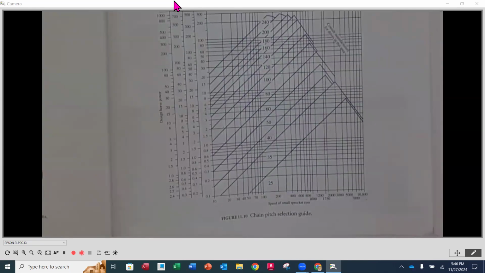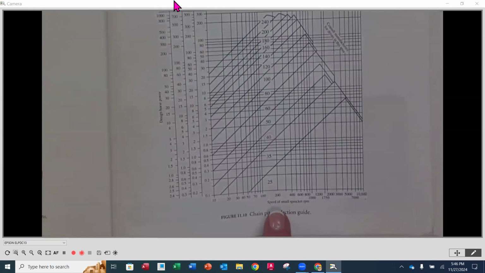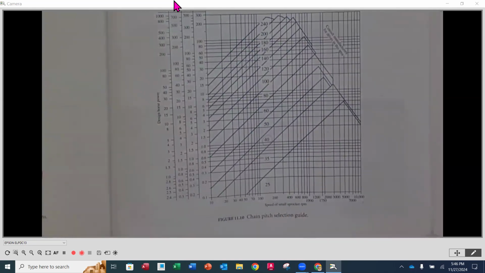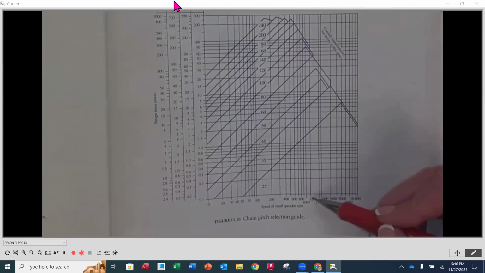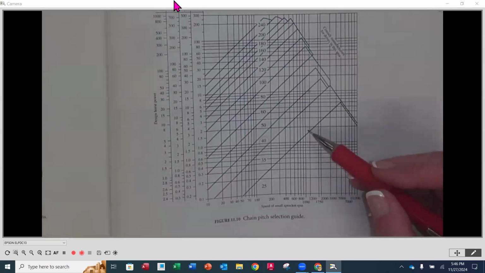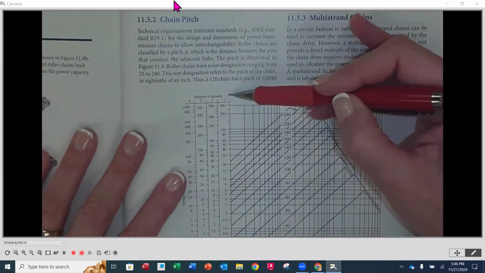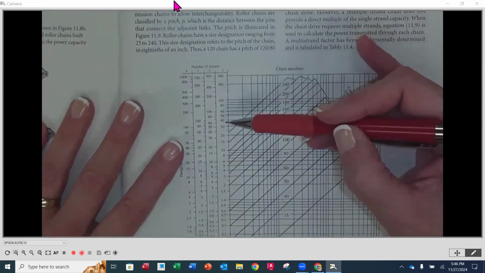Where are we starting here? The bottom axis is going to be the speed of the small sprocket in RPMs. The speed of the small sprocket, which is our driver, is going to be 1200 RPM. So it's going to be this line going up. And then we're going to match it up with, now you've got to look at the top here. This says number of strands. We're going to be one strand, so it's the one that's closest to the y-axis here.